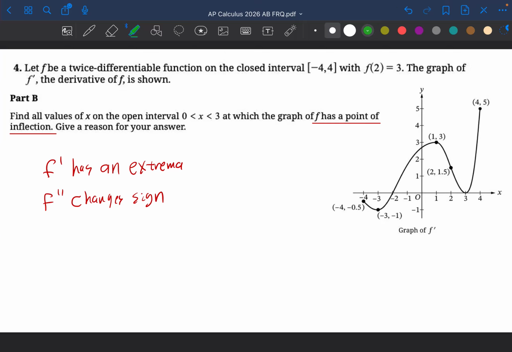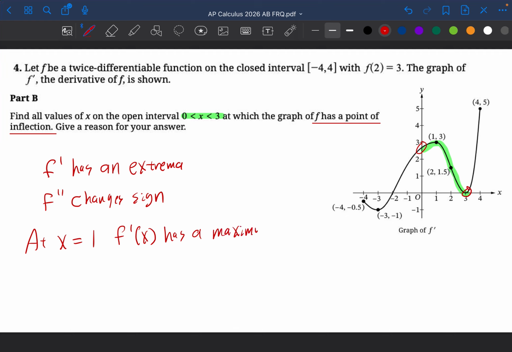Now, since we're only looking at the interval from 0 to 3, we're only concerning ourselves with this portion of the graph. Now notice it's the open interval, so we're not considering the point at 0 or the point at 3. We're only considering all the points in between. So we say at x equals 1, f prime of x has a maximum, which by definition means that f of x has to have a point of inflection.